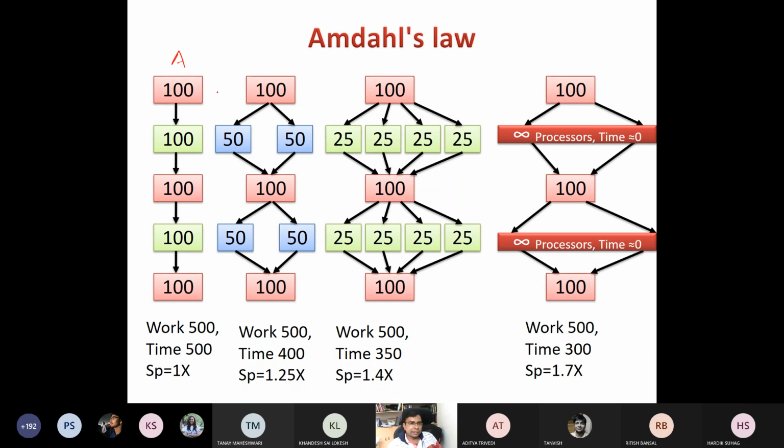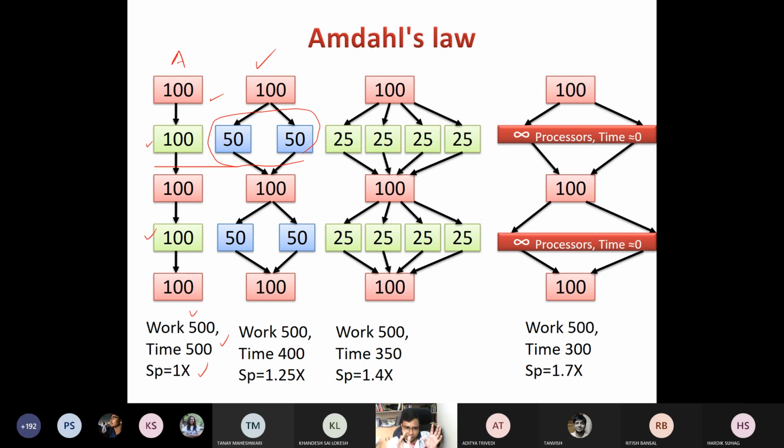Serial sections are red color and parallel sections are green color. Okay. So total work is 500, time is suppose 500, and suppose you are running on one processor, so you'll get speed up 1x. Suppose the same work, same application, we run on two processors. Then this parallel part, this green part, can be divided into two chunks.